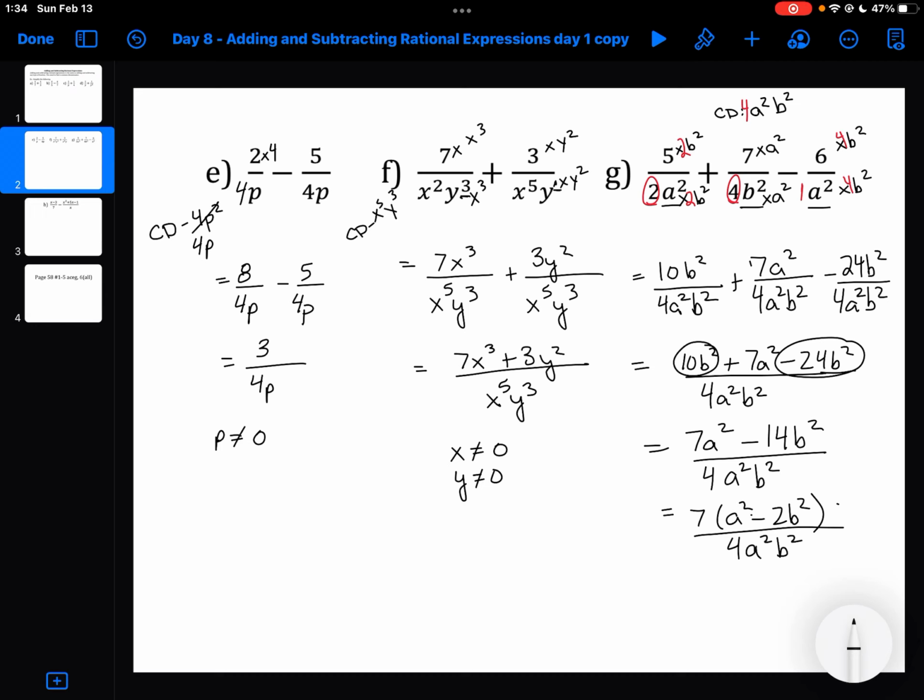Okay. You could go a little bit further and factor this second part as a difference of squares. That is not going to be all that helpful for us in this case. So I'm just going to leave it as is, and I'm going to state my two restrictions. So a can't equal 0 and b can't equal 0. Okay.